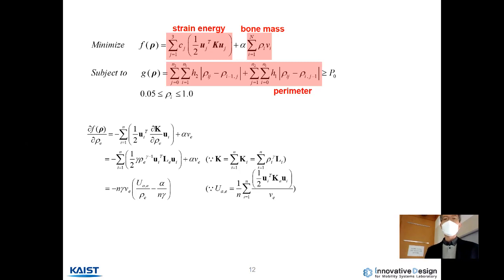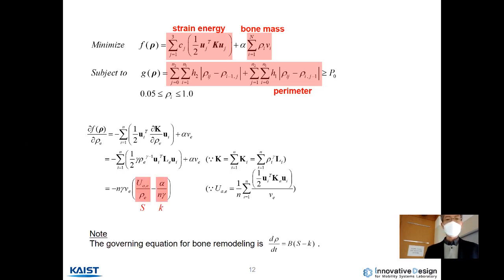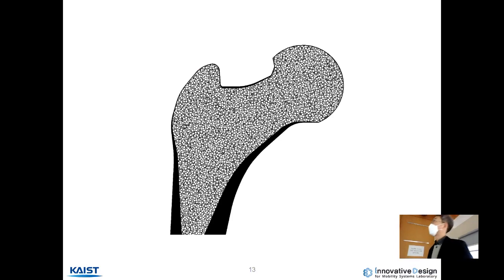Interestingly, if we mathematically manipulate, then the original sensitivity equation can be simplified like this. Then you can find that this is the simple term for bone remodeling. This can be considered as the mechanical stimulus, and this next term can be considered as the reference value. So again, from a mathematical viewpoint, we can find a direct relationship between two different things. Again, this is the initial structure.